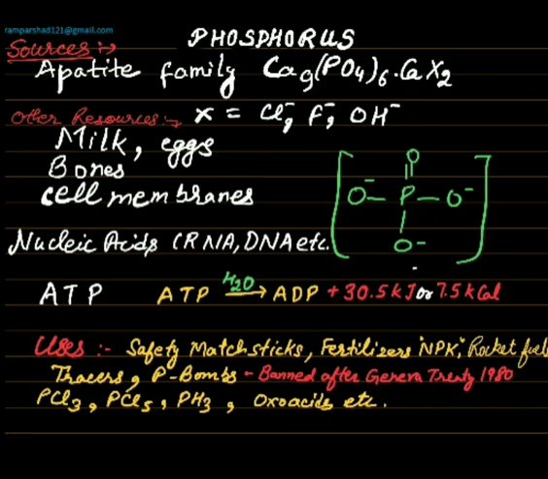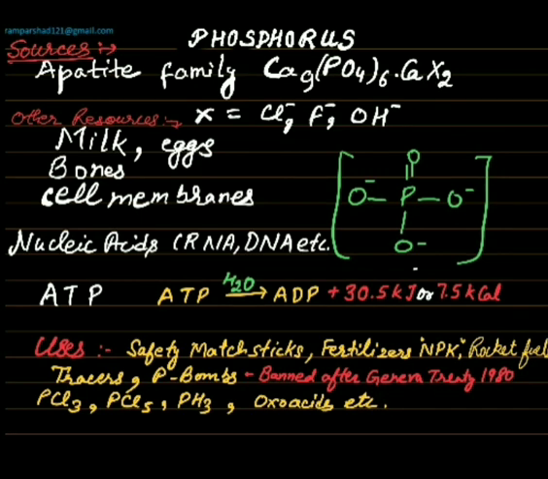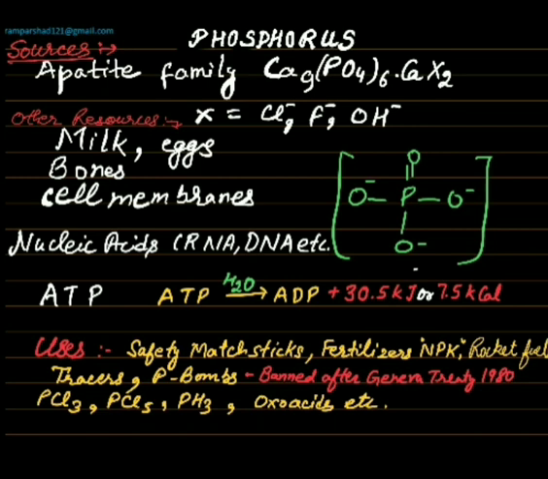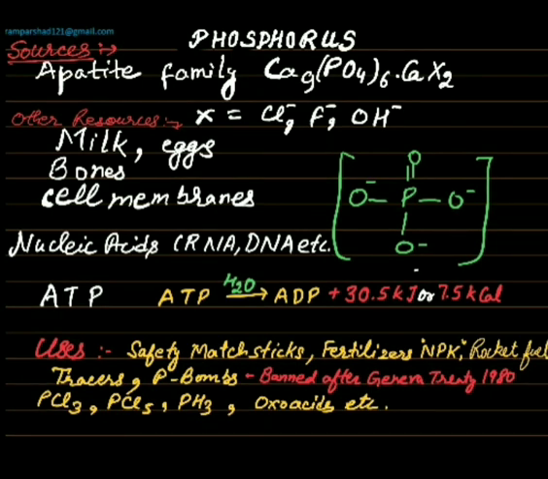Phosphorus is also used for making important compounds like phosphorus trichloride, phosphorus pentachloride, phosphine gas, and many other oxoacids and organic compounds containing functional groups like hydroxyl. It is also used for making the very poisonous gas phosphine and oxoacids like phosphorous acid, phosphoric acid, etc.